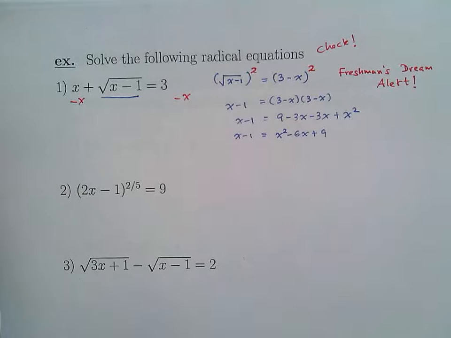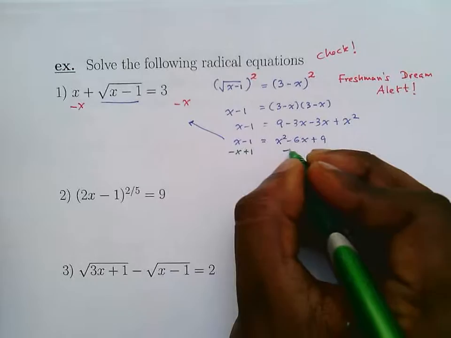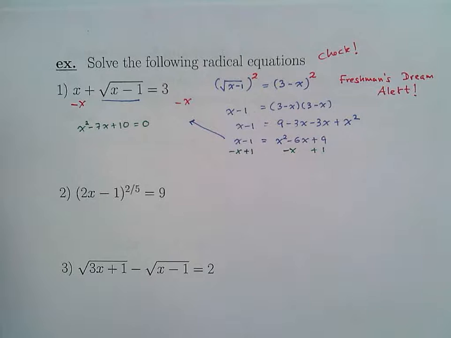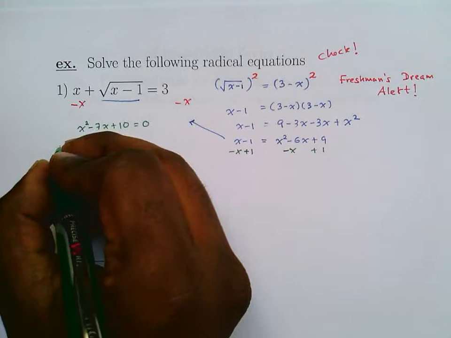Now, as you can see, it's a quadratic equation. So let me write it here. Subtract x plus 1 from both sides. So you end up with x squared minus 7x plus 10 is equal to 0. Now we are looking for factors of 10 which add up to negative 7. That would be minus 5 and minus 2.